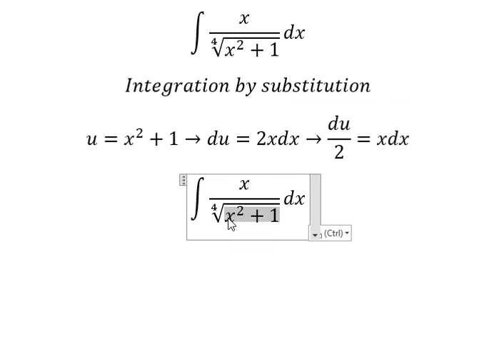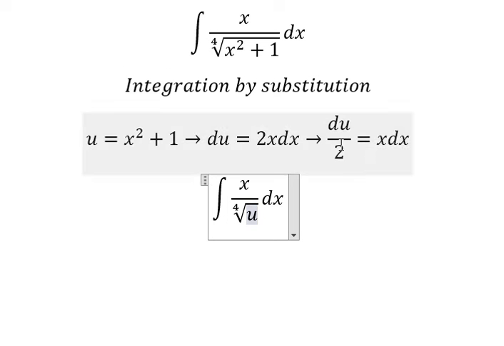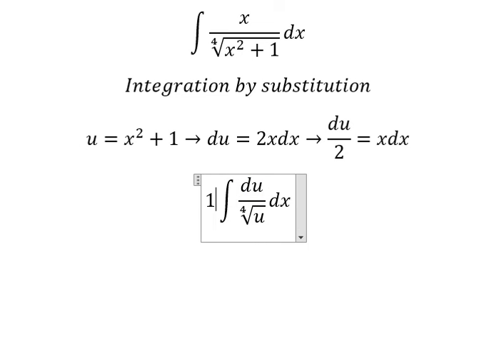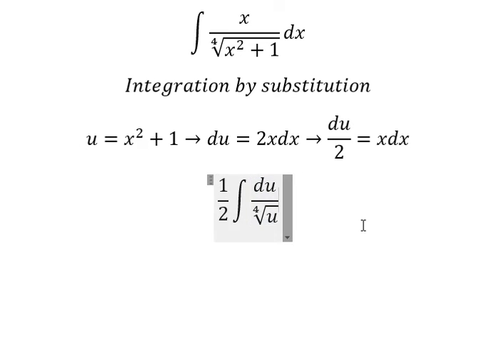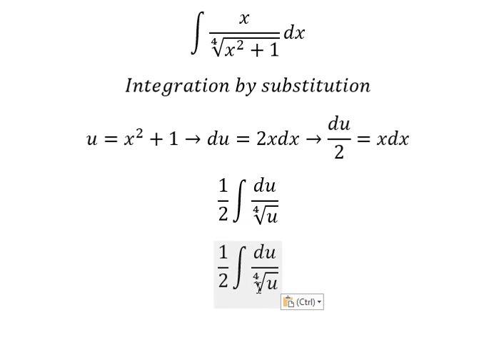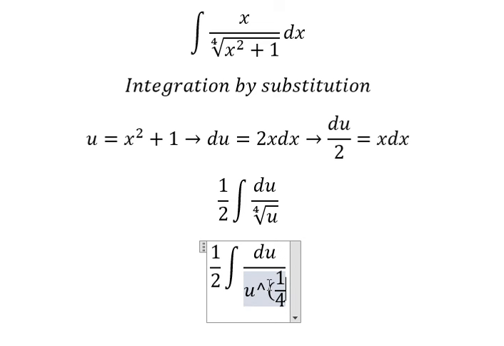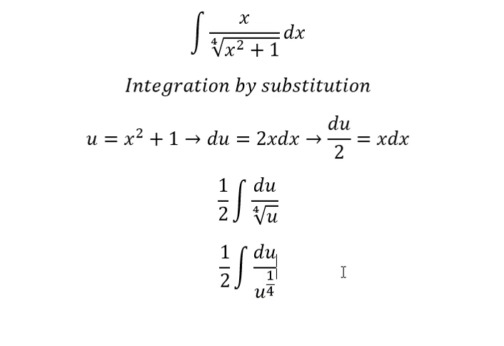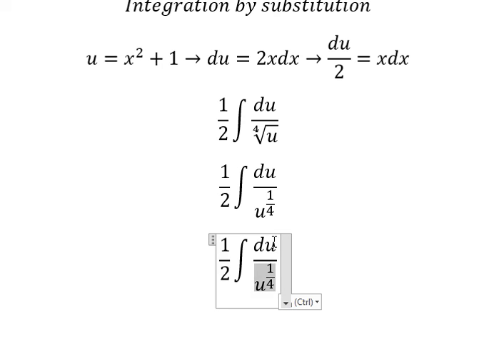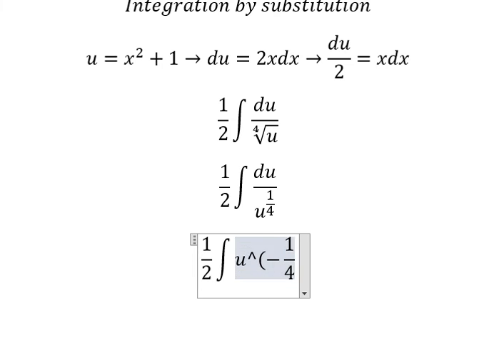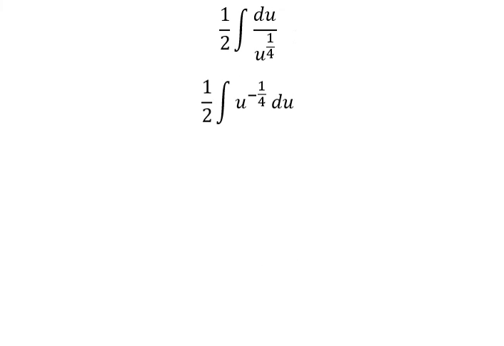This one we change to u. s ds we change to this one. So this one we have u to the power of 1 over 4. So if we want to put this one to the numerator, we need to put the negative on the power. Now we have the formula in here.